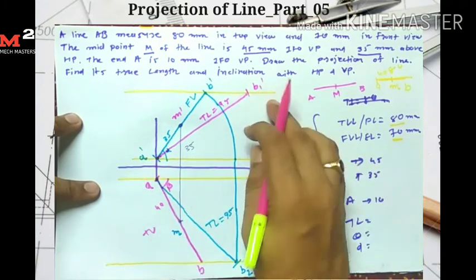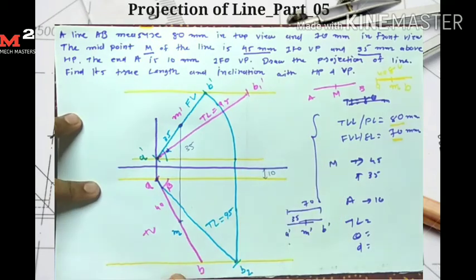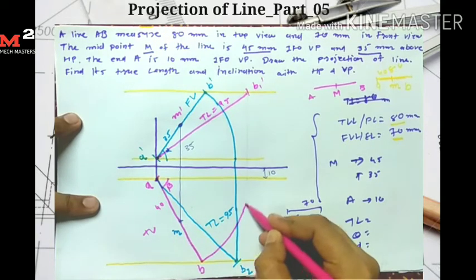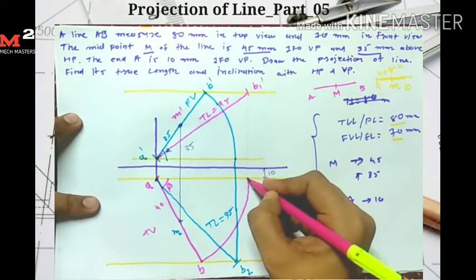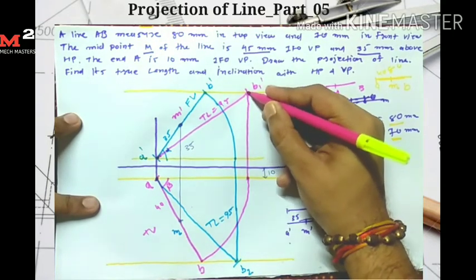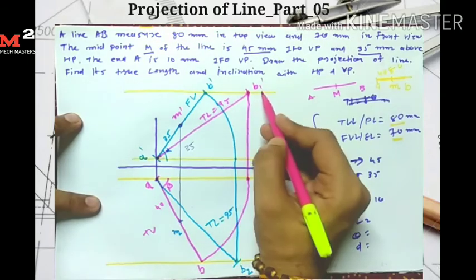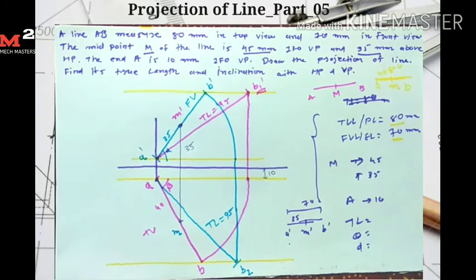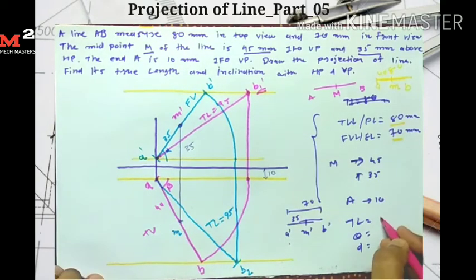I can find the true length another way. For that I take AB as a radius and A as a center. I draw one arc at here up to this. Now from this point I take the projection which intersects the locus of B dash at here. So I get the B1 point at here, so A dash B1 dash is my true length. So I can find the true length by either of these methods. In the question we require to find the true length, so the true length has been measured as 95 mm.